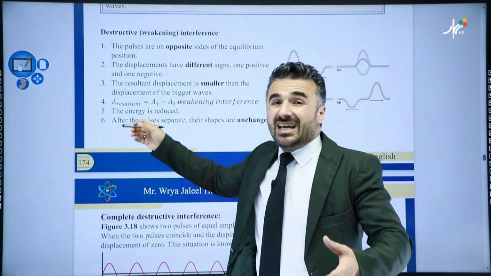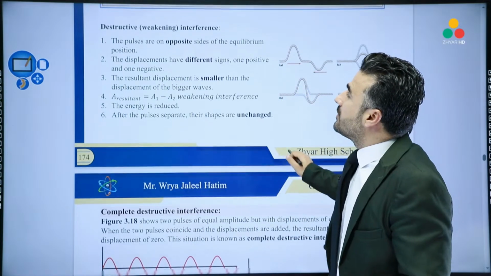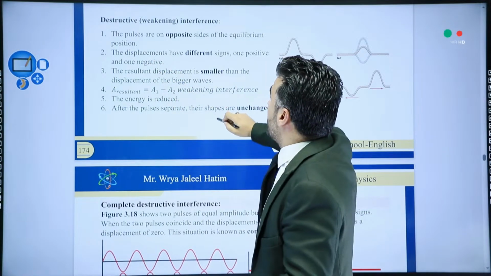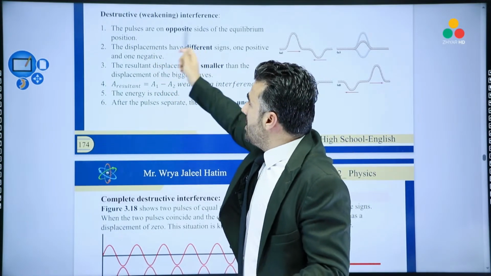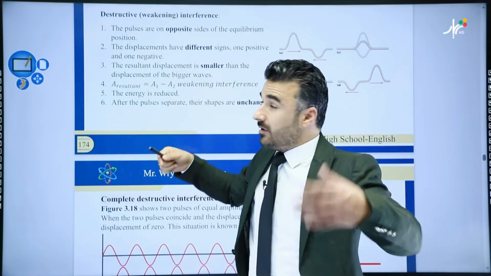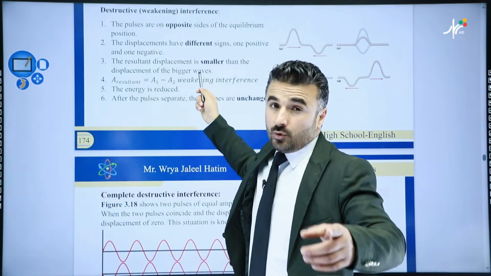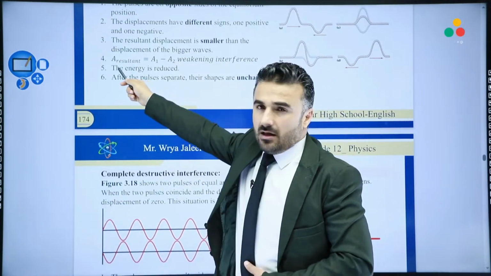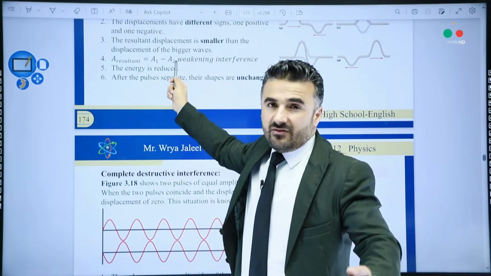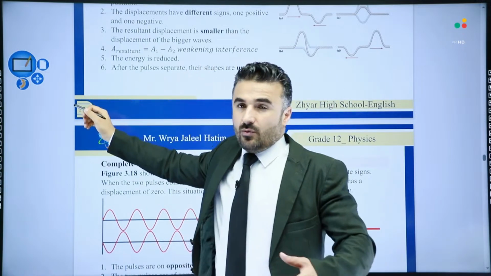That is why we called it weakening. It just weakens the wave with a bigger amplitude. So the pulses are on opposite sides of the equilibrium position. The displacements have different signs. The one that is above is positive, the one that is below is negative. Then the resultant displacement is smaller than the displacement of the bigger wave, and the amplitude of the resulting wave is going to be A1, that is the bigger wave, minus the amplitude of the second wave. Weakening interference. That is basically what happens there.